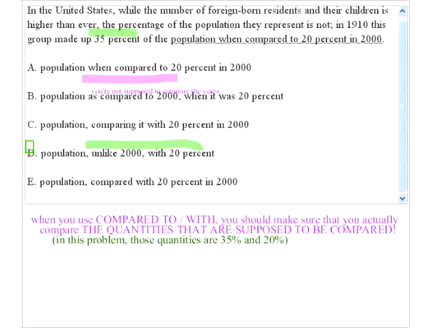Okay, also, there's a little wordiness. "Also as compared to" is undesirable. You'd rather just have "compared to" or just "compared with." Okay, just makes sense. Smiley face if that makes sense.